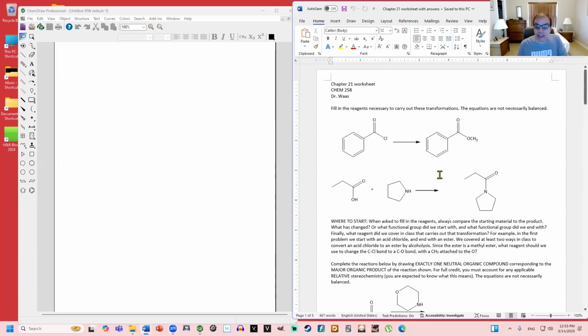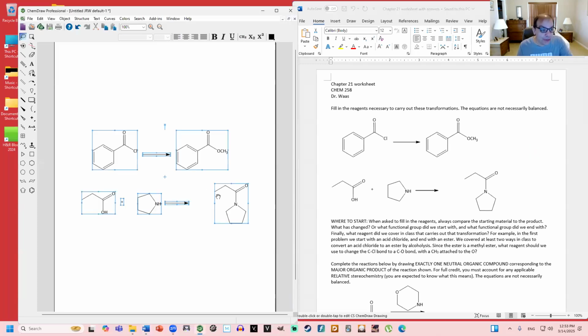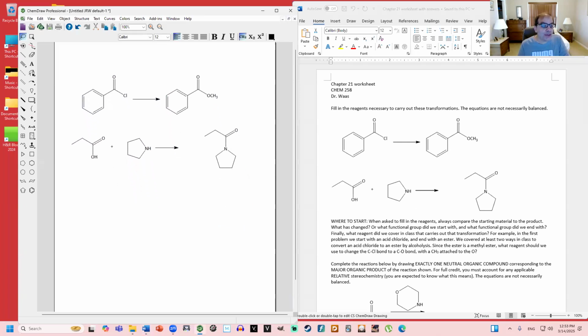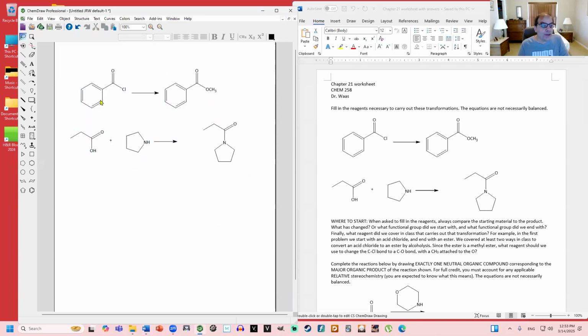So first, I've chosen some questions from a past exam that involve filling in the reagents given the starting material and the product. So in this first reaction, we're converting benzoyl chloride to methyl benzoate. So we're converting an acid chloride into an ester. And there are a couple ways to do that, at least 2 ways that I can think of.